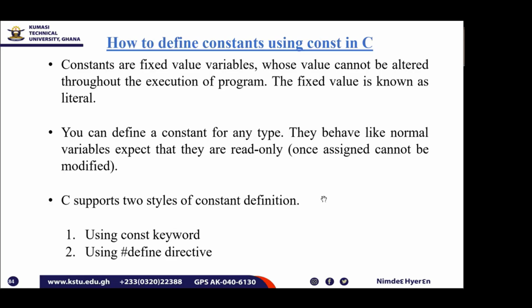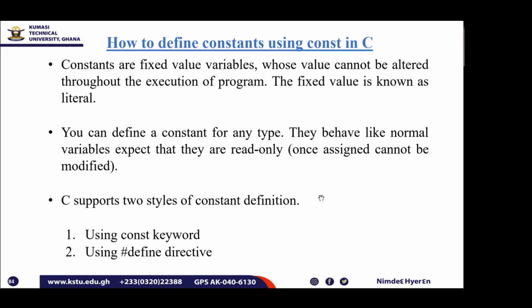Now, let's look at how constants are defined using constant in C. Constants are fixed value variables. That is, those values that cannot be altered throughout the execution of a program. And this value is always known as a literal. You can define a constant for any type, and they will behave like variables, and expect that they are read-only. Once assigned, they cannot be modified.